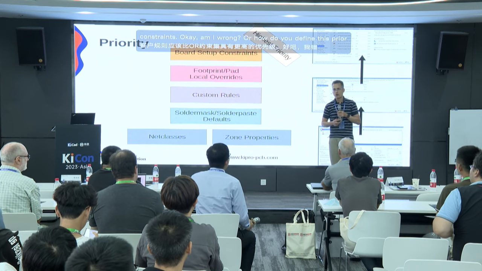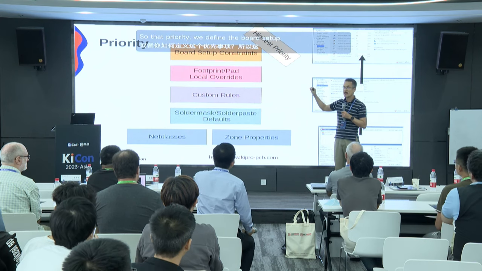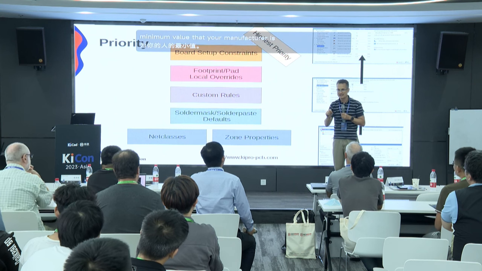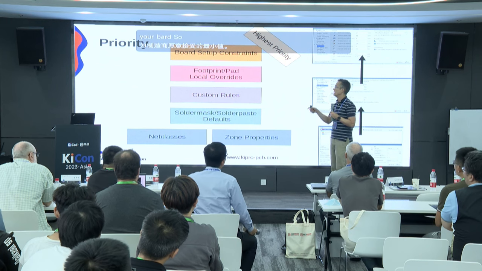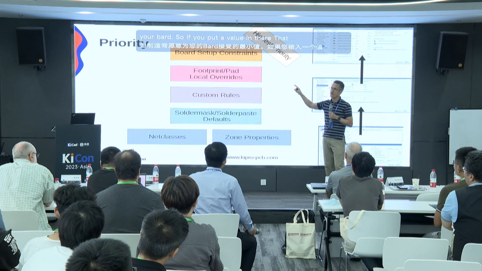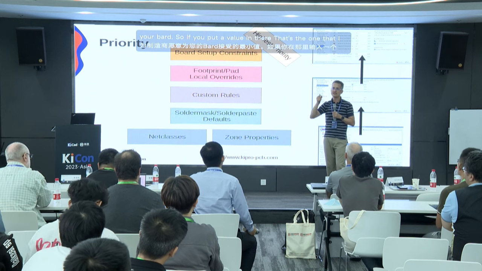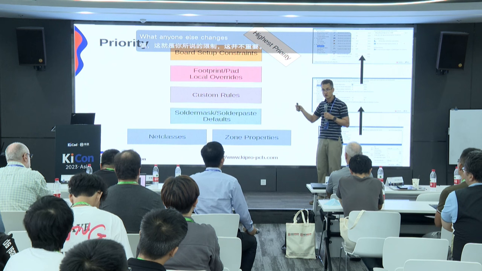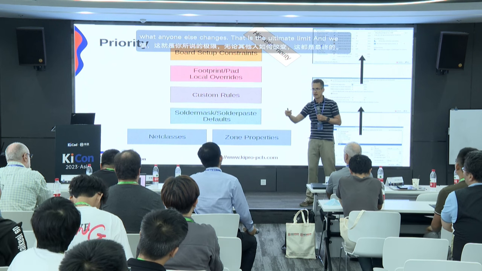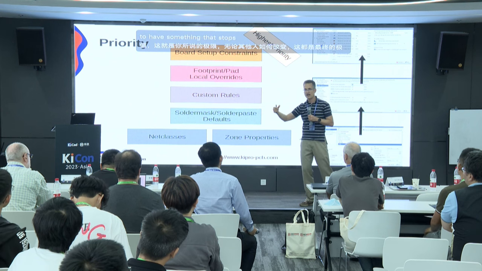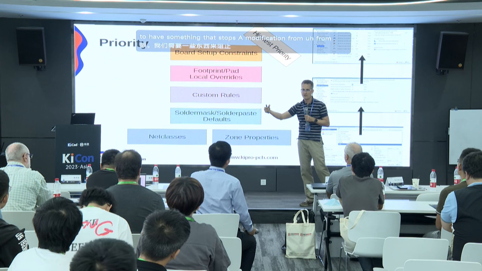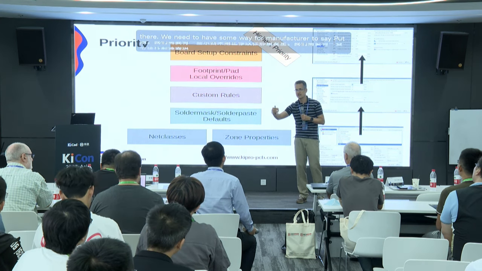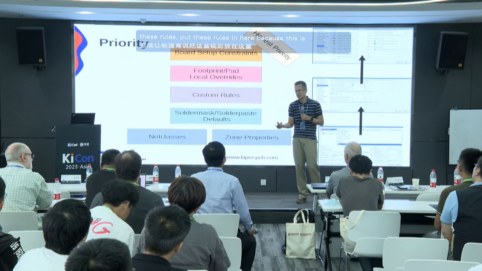Right. So regarding that priority, we define the board setup constraints as the minimum value that your manufacturer is willing to accept for your board. So if you put a value in there, that's the one that you are saying is the limit, and it doesn't matter what anyone else changes, that is the ultimate limit. And we need to have something that stops a modification from happening there. We need to have some way for a manufacturer to say, put these rules in here, because these are our physical constraints.